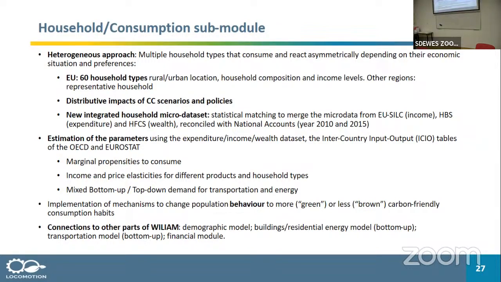And the model is, as already mentioned, connected to other modules like the macro model, of course, and the changing number of households, the buildings and residential energy model, the transportation model, and the financial model.